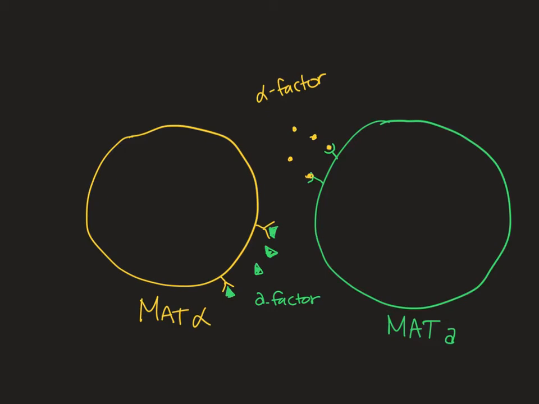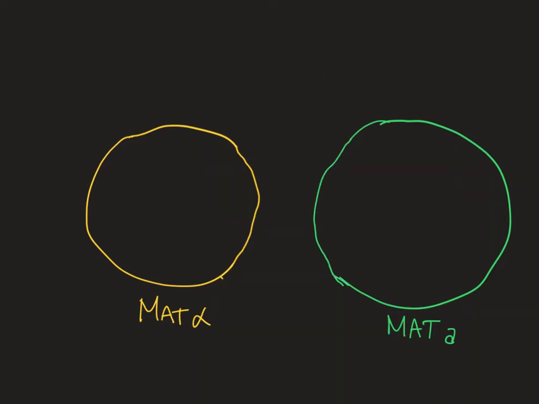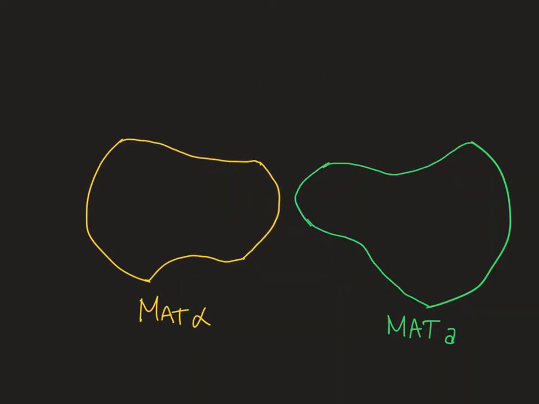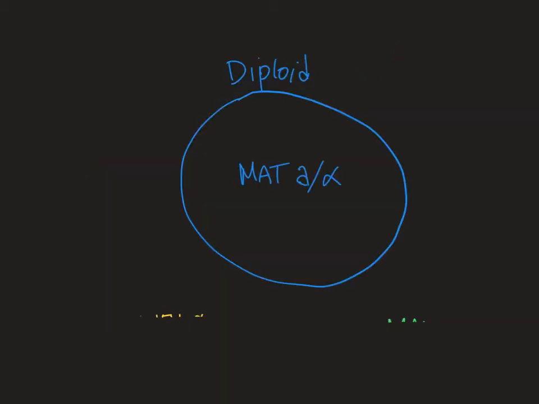And not only that, once they each receive the signal that was sent out, they will start to change shape. They will start to elongate towards each other. We call this schmooing. And they will continue this way until they actually make contact and fuse with one another. This will form a diploid yeast cell with both mating A and alpha information.